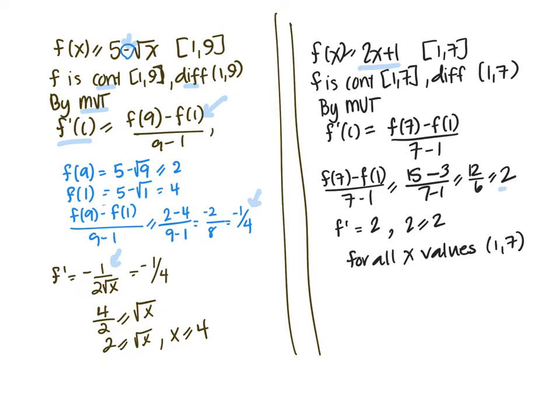And the slope of the secant ended up being 2. And the derivative is 2. And my question is, when is 2 equal to 2? And it's always equal to 2 from 1 to 7, because again, it is a line.